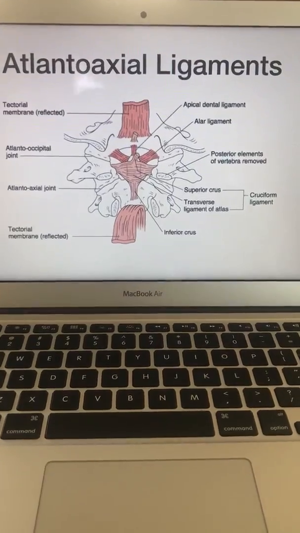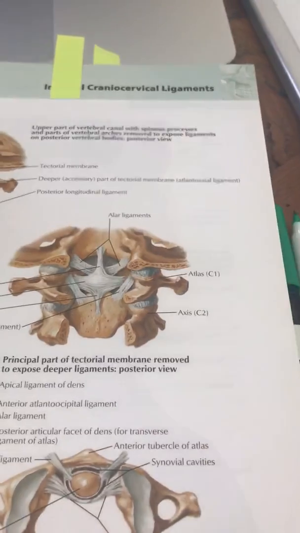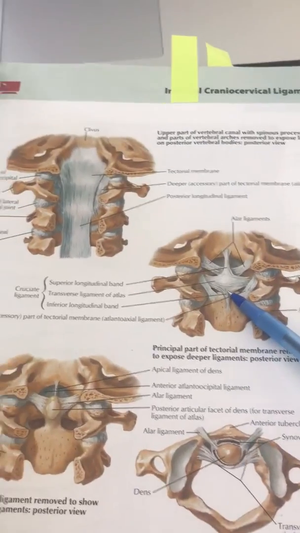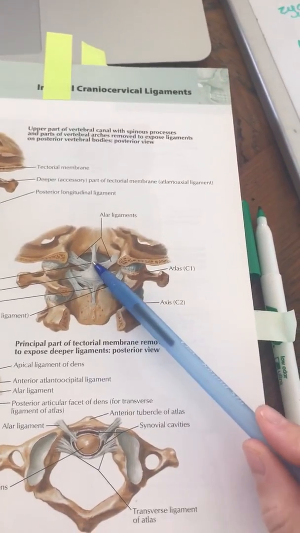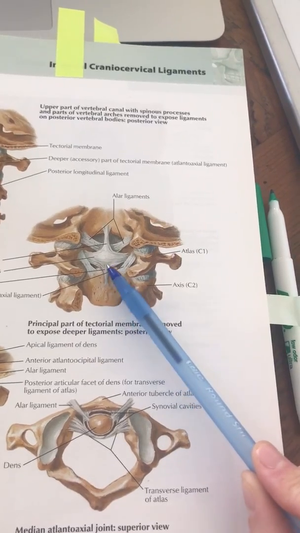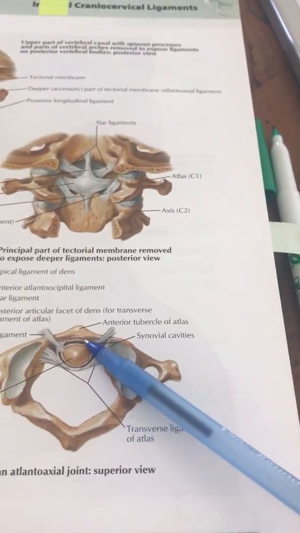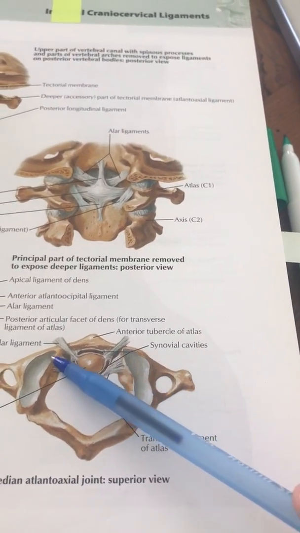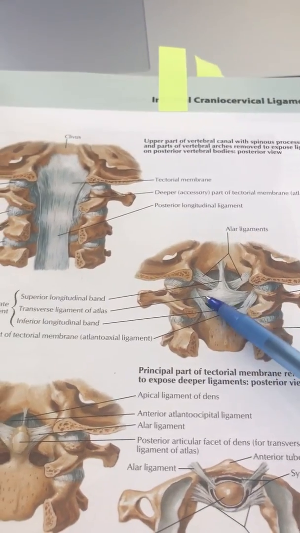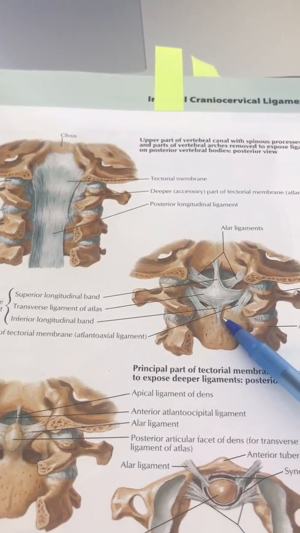So a few ligaments here. Let me show you this picture. So here's that cruciate ligament. So there are several parts. There's the superior longitudinal band, the inferior longitudinal band, and then the transverse ligament. So that one is important because it holds the dens in place, that transverse ligament. So what makes up the cruciate ligament? The transverse ligament, most importantly, I would say, and then the superior band, the inferior band.